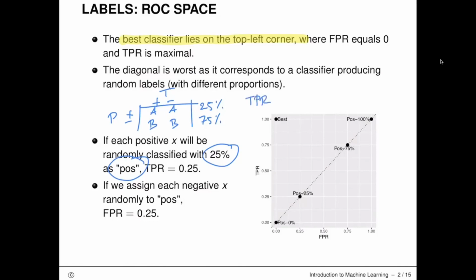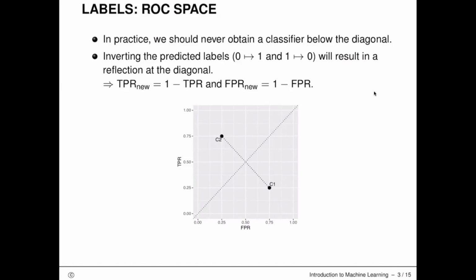Then if you compute the TPR, it's just A divided by A plus B, but the FPR is exactly the same thing. So it's in both cases 25%. So no matter what, the classifier will definitely lie on the diagonal here, and the exact position of the classifier depends on the probability with which the classifier is predicting the positive class. So to sum up, the best classifier is here in the top left corner, and on the diagonal are all the worst classifiers because they are just producing random labels. So what about all the area below the diagonal? What happens in this area here?